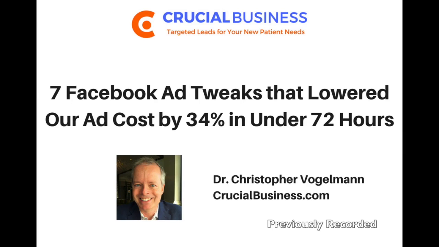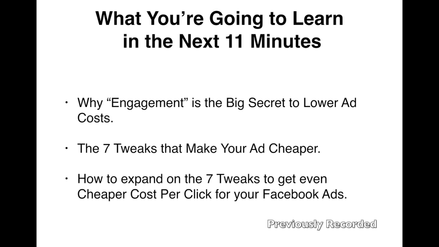So let's take a look at how these 7 Facebook ad tweaks lowered our ad cost by 34% in 48 to 72 hours. Here's what you're going to learn in the next 11 minutes or so. Why engagement is your best secret to lower ad costs. And the 7 tweaks that make your ads cheaper. And finally, how to expand on those 7 tweaks to get even more inexpensive cost per click for your Facebook ads. And at the very end, you'll have a degree of confidence and knowledge that will help you to get better results for your ads.